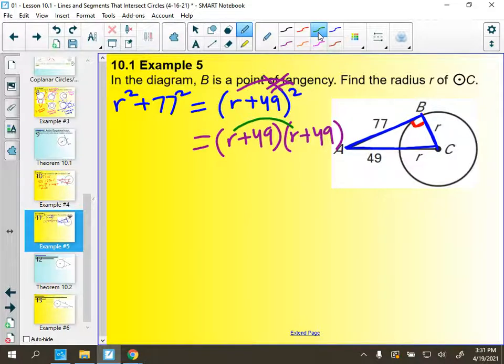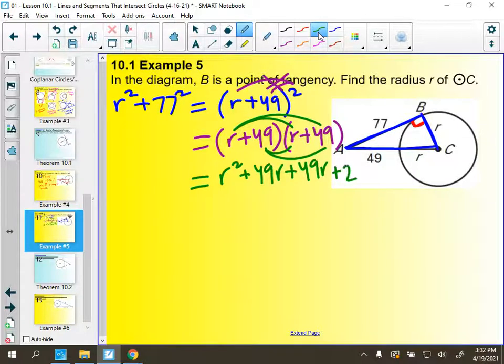There's 4 different multiplications that have to happen here. R times R, which is R squared. R times 49, which is 49R. R times 49, which is another 49R. And then 49 times 49, we said it once already, was 2401. So those numbers do end up showing up, right? The R squared and the 2401, but then so does this and this.